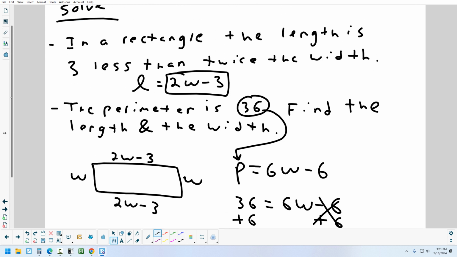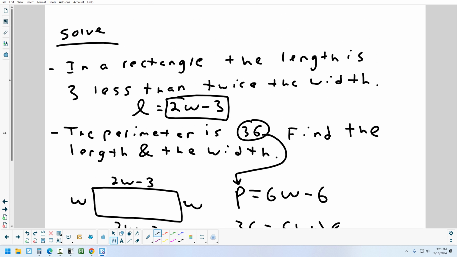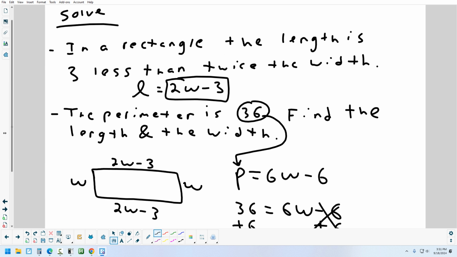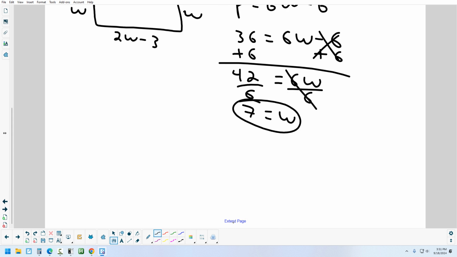What would the length be? How would you figure that out? You would plug in 7 for w. Yeah, just plug in 7 for w. So it's going to be 2 times 7 minus 3. What's 2 times 7? That's 14, and minus 3 is 11. Yep. So there's your width and your length for that rectangle.